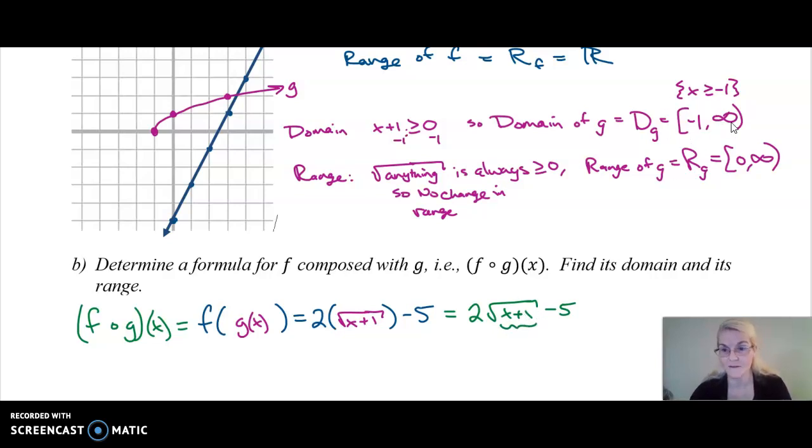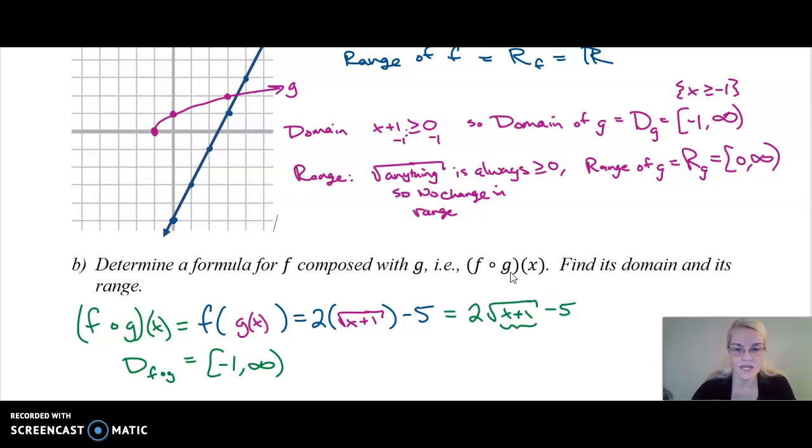The domain of g carries over exactly the same, right? So the domain of f composed with g, since g is on the inside of my function, is going to stay the same as the domain of g. I'm going to have this restriction of -1 to infinity. But whereas the range of f used to be everything, what you'll see is when I compose f with g, the fact that g has a restricted domain and a restricted range is going to affect the range of this composition. So what is the range of this composition?